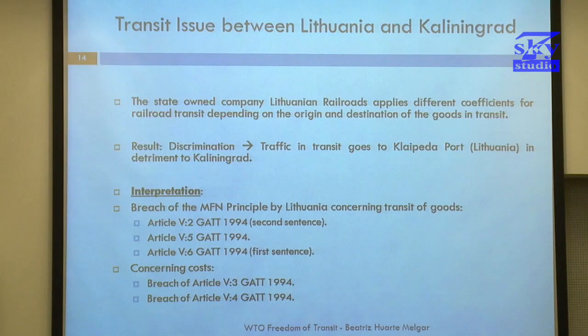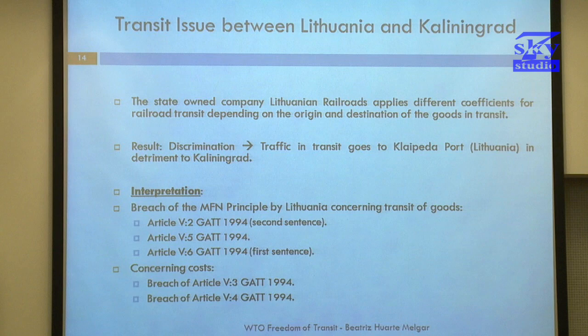So, in relation to the case that concerns us, it can be understood that Lithuania violates Article 5, Paragraph 2, second sentence of the GATT, also Article 5, Paragraph 5 of the GATT, and Article 5, Paragraph 6 of the GATT, first sentence. This concerns MFN treatment, because of the different treatment of goods in transit regarding regulations and formalities. The application of different coefficients creates a discrimination in the traffic in transit of both states based on the origin, destination, and trajectory of the goods.